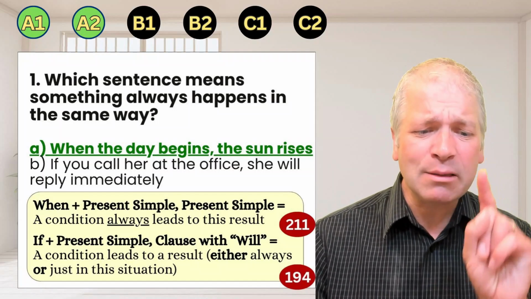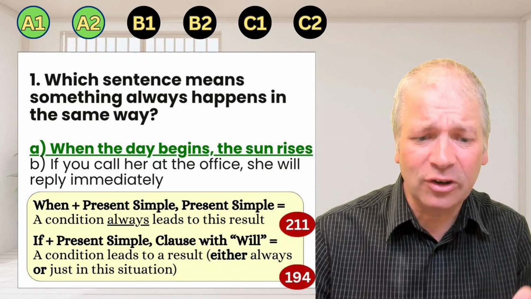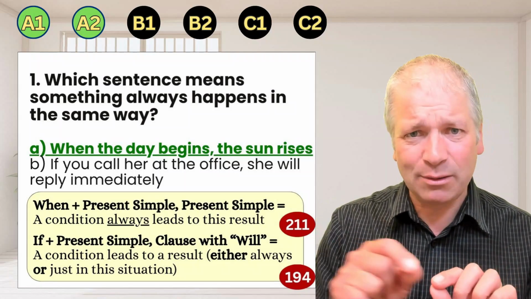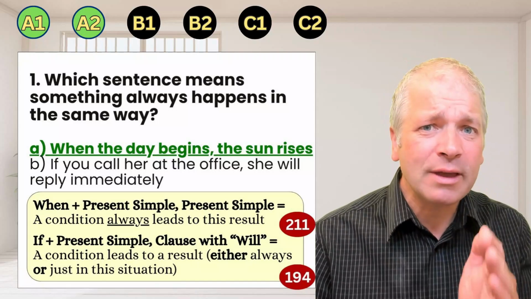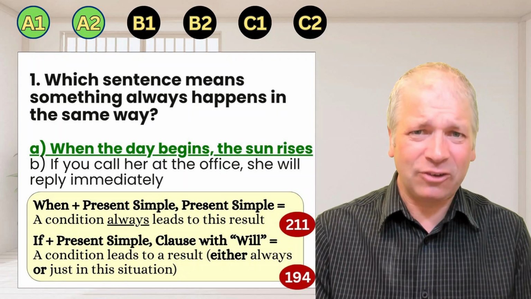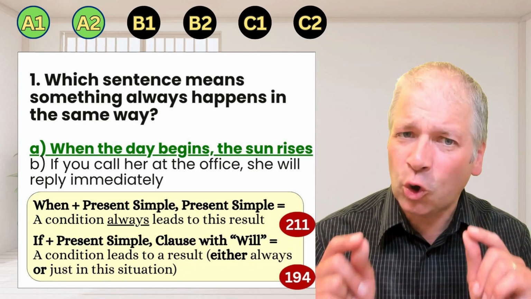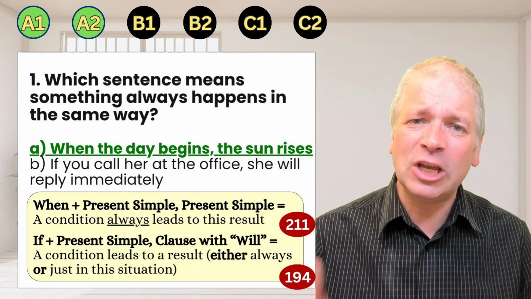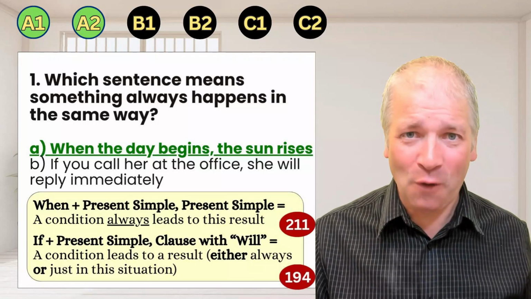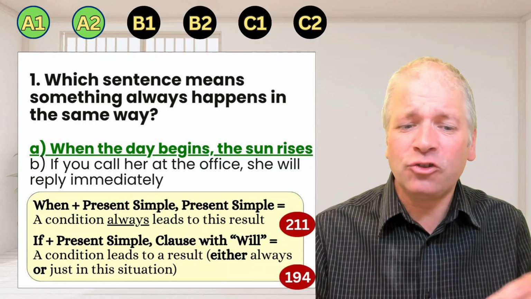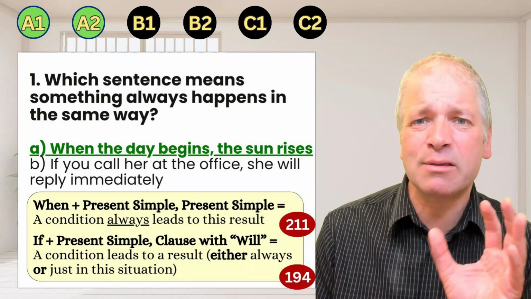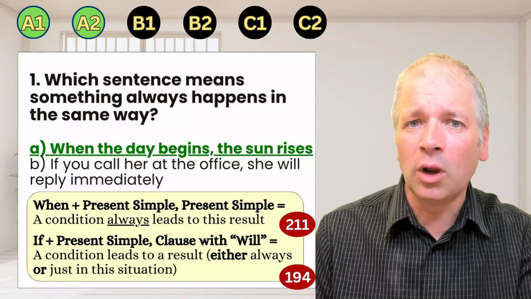With B, though, it's slightly different. We still have a condition that leads to a result, but this could either mean always lead to the same result, or just in this situation. And in this particular instance, we could imagine that it's just this situation. If you call her at the office, she will reply immediately. Well, she's probably not always at the office. She's probably only at the office during work hours. So this if sentence only applies in some situations, not all, like when.